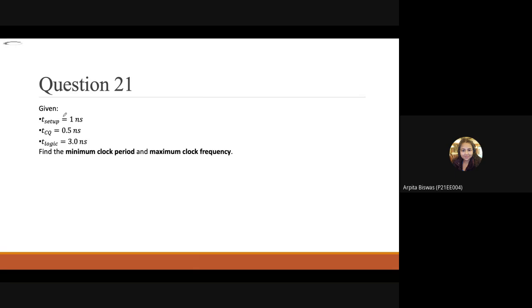Then this is question number 21. Given the T setup is 1 nanosecond, TCQ is 0.5 nanosecond, T logic is also 3 nanoseconds. So find the minimum clock period and maximum clock frequency. If this type of timing is given, how do we find the minimum clock period, and from there how do we find the maximum clock frequency.